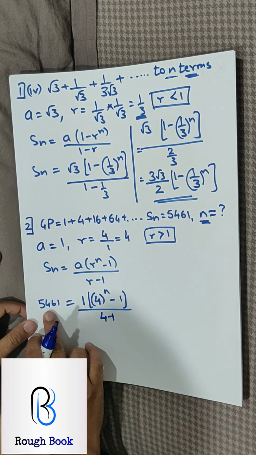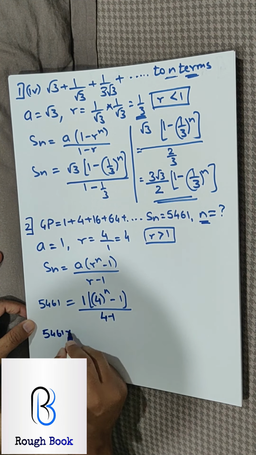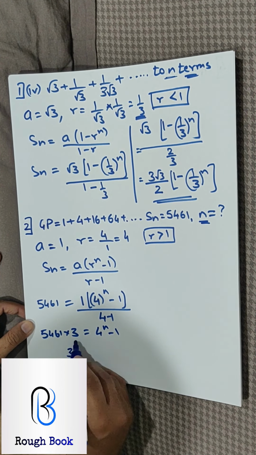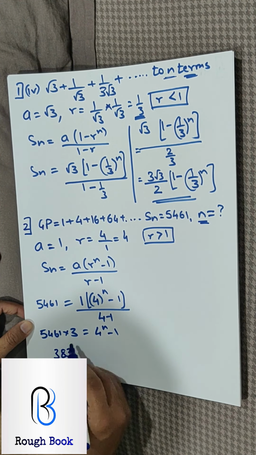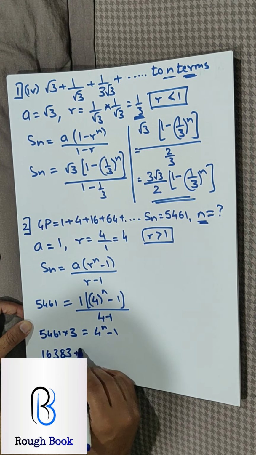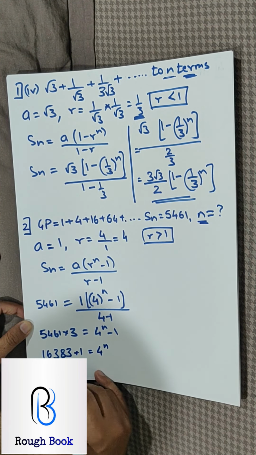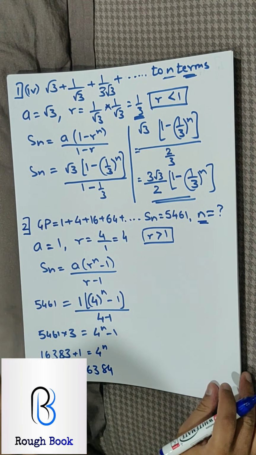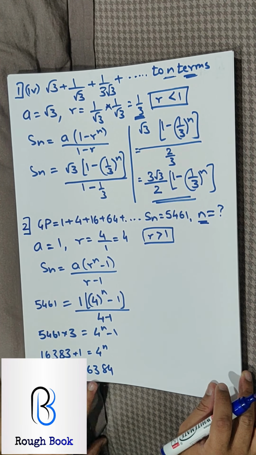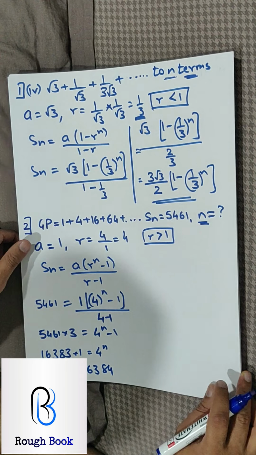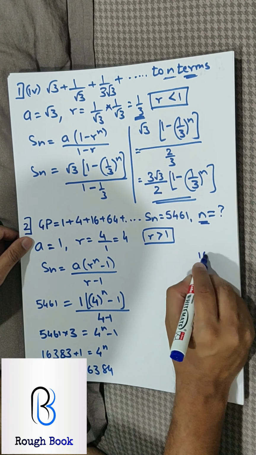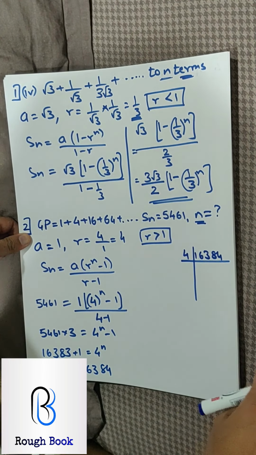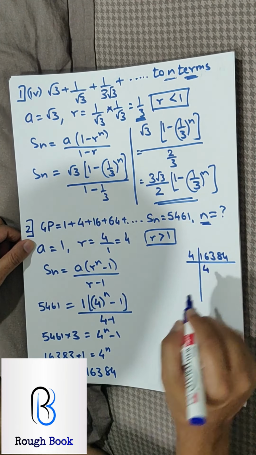This 3 goes on the other side, so I get 5461 into 3. 1 into anything is the same, so 4 raised to n minus 1. 3 ones are 3, 3 sixes are 18, 12 and 1 is 13, 15 and 1 is 16. 1 goes on the other side, so 4 raised to n is 16384. I'll have to take the factors of this in terms of 4, so that the bases are the same and the index becomes the same. So we are using the laws of indices. Let us see what factors we get. Come on, try getting the factors, everybody. So 4 4s are 16.